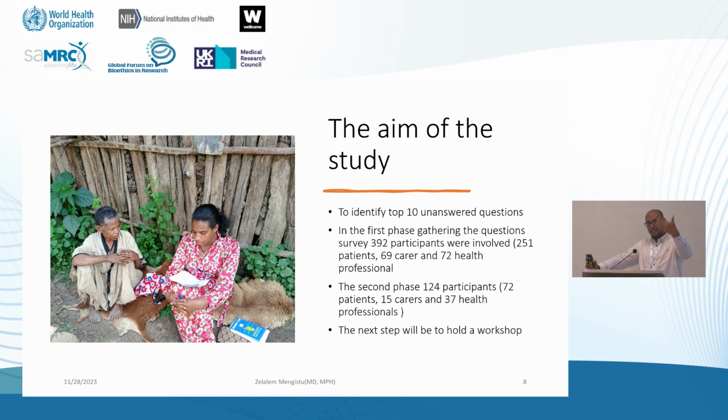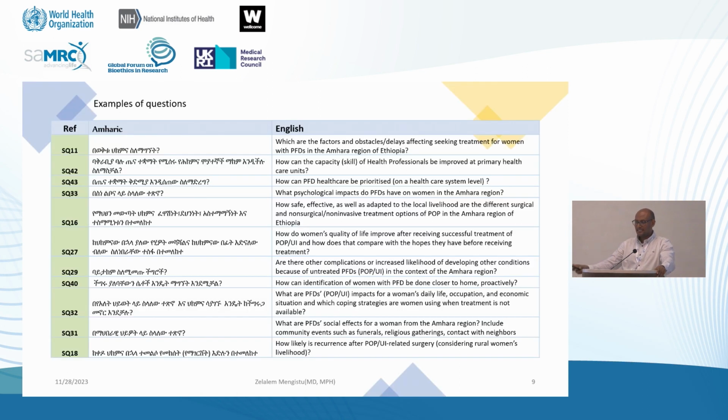Then after the evidence check on the second interim prioritization, about 124 participants were involved. On the first one, we asked just a question. They can say anything they want in their own words. On the second one, we went to them with lists of questions so that they can re-rank them. So these are some of the questions we came up with.